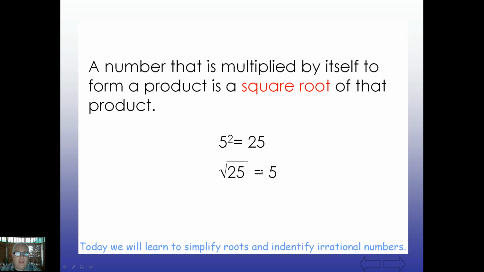And here, this is the inverse. And the inverse of squaring is taking a square root. You'll see this little radical sign here, which is what we're going to call a radical sign, or the square root symbol in this case. The square root of 25 in this case is 5.